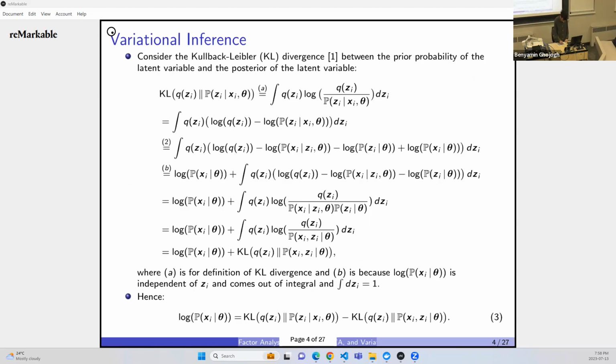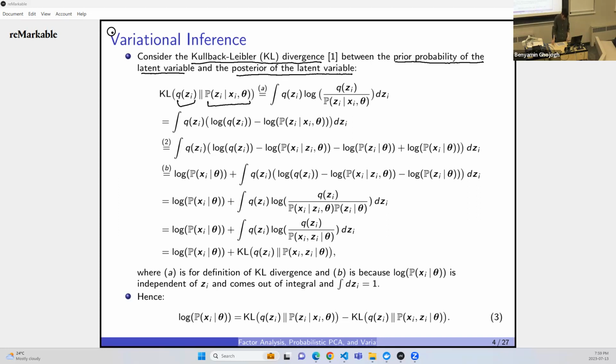Now, consider the KL divergence or Kullback-Leibler divergence between the prior probability of the latent variable, which was Q of Zi, and the posterior of the latent variable, which is P of Zi given Xi and theta. What is KL divergence? Assume I want to see the difference of two distributions. There are several ways to do that. One of them is KL divergence. When two distributions are exactly equal to each other, the KL divergence is 0. When they are not equal to each other, the KL divergence is greater than 0, right?